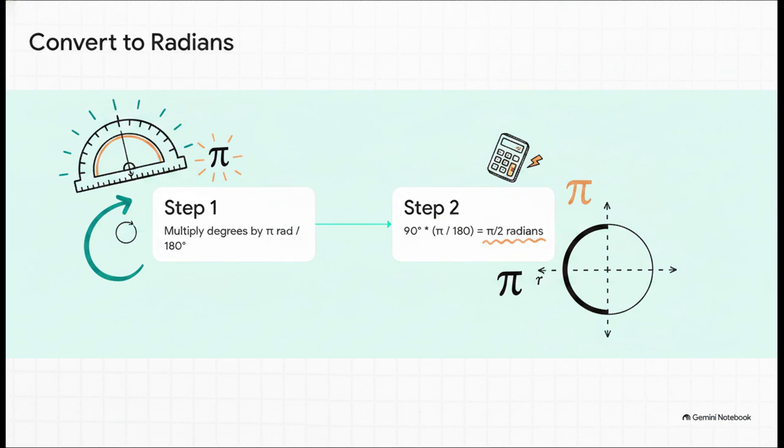Step 1, to use our arc length concepts logically, we've got to convert those degrees over into radians. We do this by multiplying the degrees by pi radians over 180 degrees. For step 2, we calculate 90 times pi over 180. That simplifies exactly to pi over 2 radians.